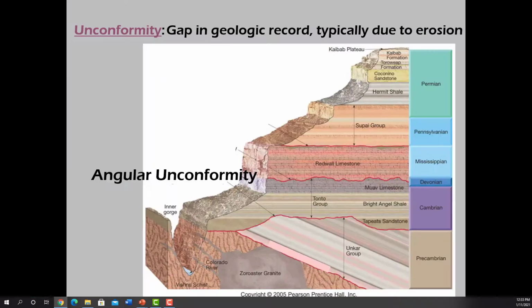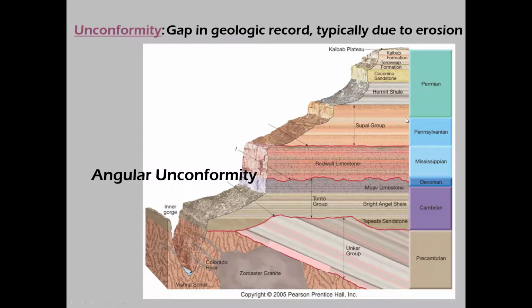So your second type of unconformity is illustrated here between the Moab limestone and the Redwall limestone. And in fact, there's another disconformity between the Redwall limestone and the Supai group.